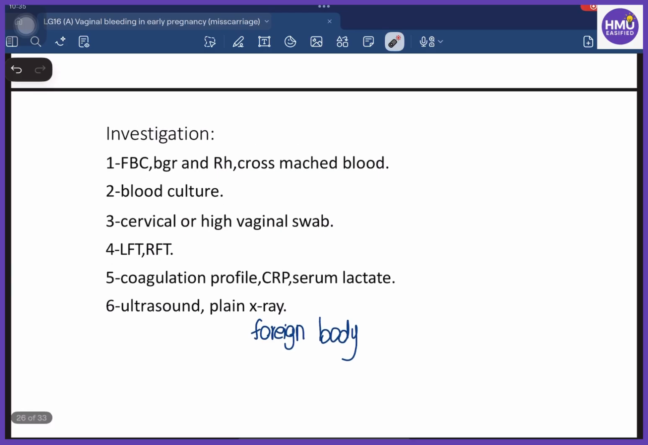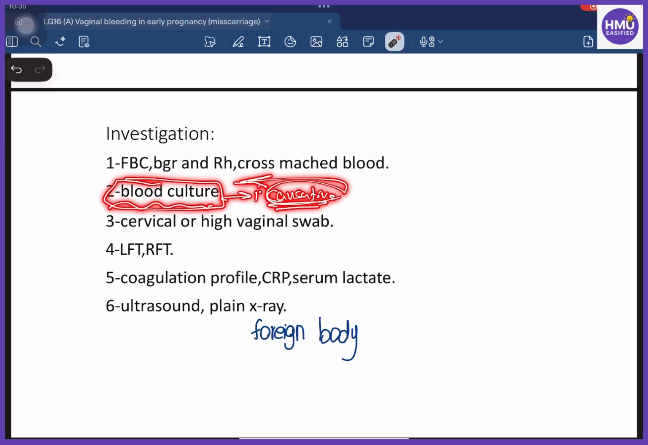Investigation again: full blood count, to see whether she is anemic or not, do we need a blood transfusion or not, leukocytosis, platelets, and also blood group, for the Rh and ABO, anti-D, giving anti-D, blood group for blood transfusion, and cross match before blood transfusion. Blood culture, to know what infection, what is the causative agent, and which antibiotic to use, so that the bacteria is not resistant to the antibiotic.